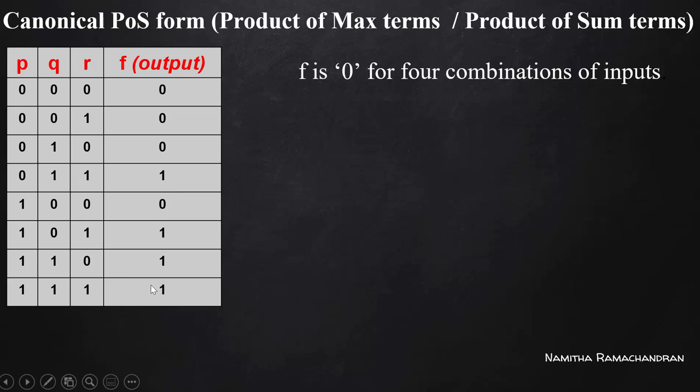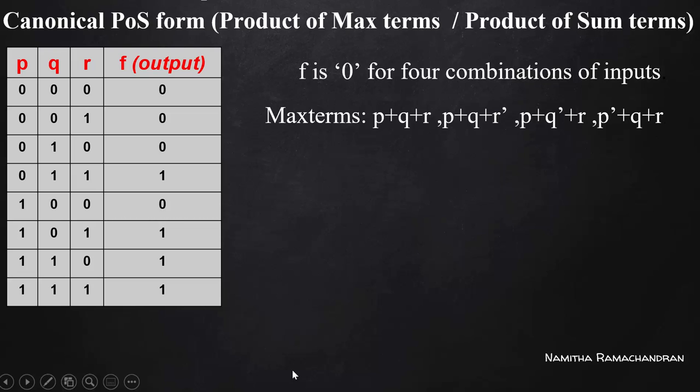So here it is just the opposite. That is, for the output value equal to 0, we need to consider the corresponding input combination here. So for 4 combinations, we have output equal to 0. So what are the max terms here? We need to generate one max term using this combination, another using this combination, another using this, and the fourth one using this. And how to write the max term?